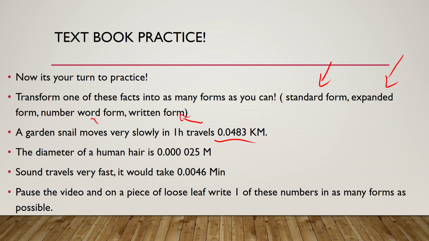A garden snail moves very slowly. In 1 hour it travels 0.0483 kilometers. Very cool fact. The diameter of a human hair is 0.000025 meters. Very, very cool fact. Think about sound. It travels at a speed of 0.0046 minutes. All right, so what I want you to do now is pause the video, and on a piece of loose leaf, I want you to write one of these numbers in as many forms as possible.